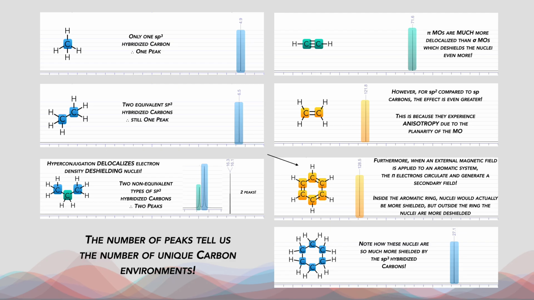Aromatic systems take this even further. When an external magnetic field is applied to an aromatic ring, the circulating pi electrons generate a secondary magnetic field. Outside the ring, nuclei become substantially de-shielded, pushing aromatic signals downfield. And inside the ring, nuclei would actually become more shielded. This is one of the clearest examples that molecular geometry and electron delocalization directly influence magnetic behavior.